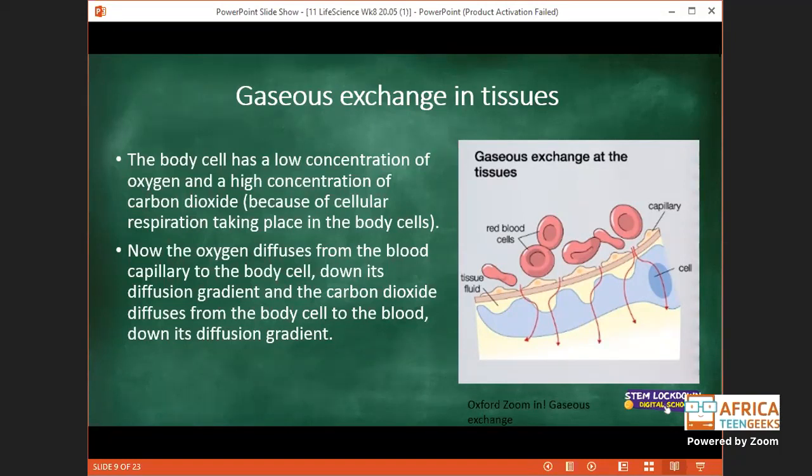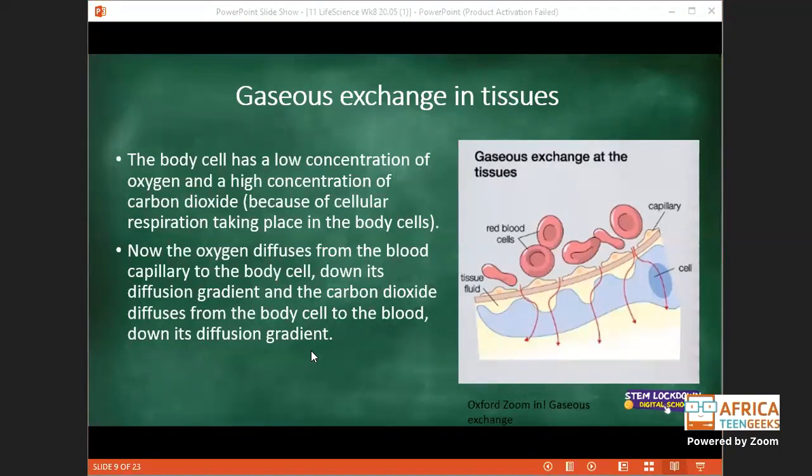All right, so after cellular respiration has taken place, we have those particular products forming, and therefore we have a low concentration of oxygen. But again, remember that our blood capillaries are rich in oxygen, and these gases move via diffusion. Again, let us go back to the definition of diffusion. It is when a substance moves from a high concentration to a lower concentration, right?